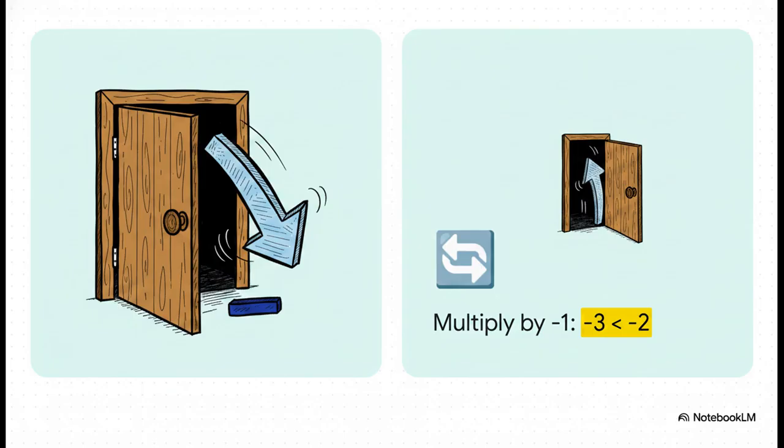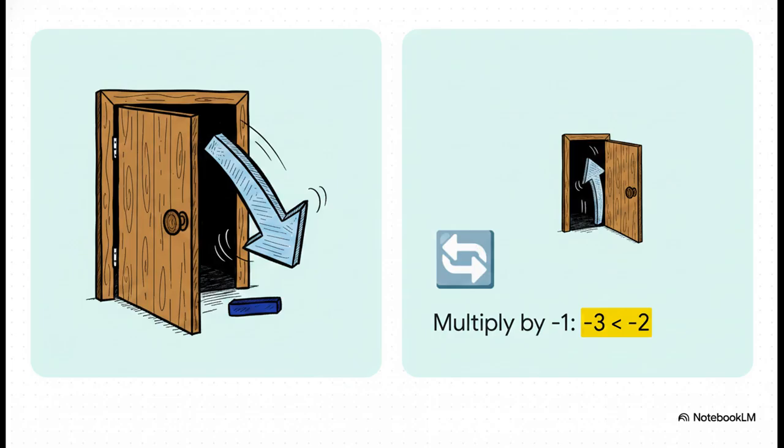3 is greater than 2. We all agree on that, right? But watch what happens if we multiply both sides by -1. If we just kept the sign the exact same, we'd be sitting there saying -3 is greater than -2, which is completely false. To make it actually true, the sign must flip to become -3 is less than -2. So here's the absolute crucial takeaway. Whenever you multiply or divide an inequality by a negative number, the inequality sign must reverse completely.